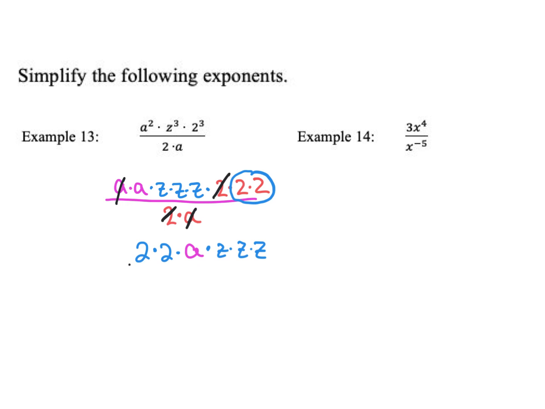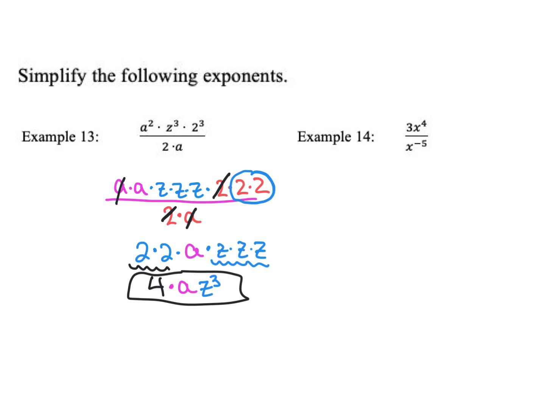So we're going to go ahead and multiply it. 2 times 2 is 4. How many a's do I have? I only have 1, so we can write it as a to the first. Mathematicians don't write down 1s or 0s, so we're just going to write it as a. And then I want my z's. How many z's do I have? I have 3 z's, so I'm going to write it as z to the 3rd power. So this is my simplified version of example number 13.